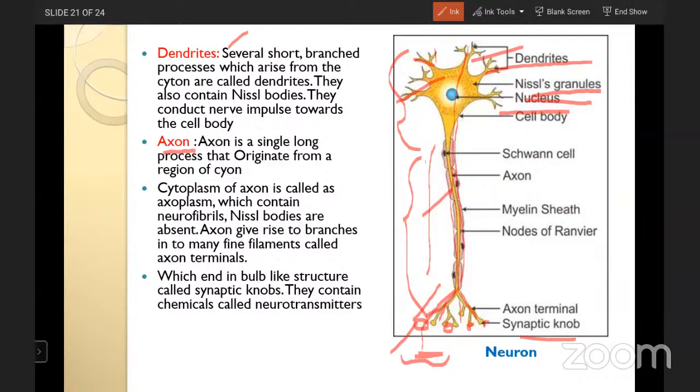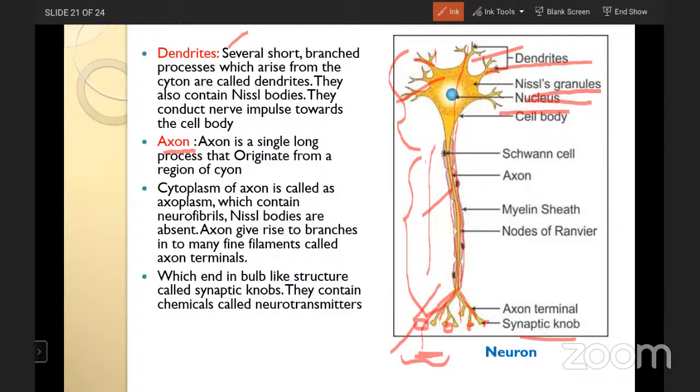So this is about the neuron structure. Especially in the neuron, there are two main parts: the cell body and the axon. The cell body consists of a large nucleus in the cytoplasm, having a number of branches which are known as the dendrites. One branch is very long in size, that is called the axon.